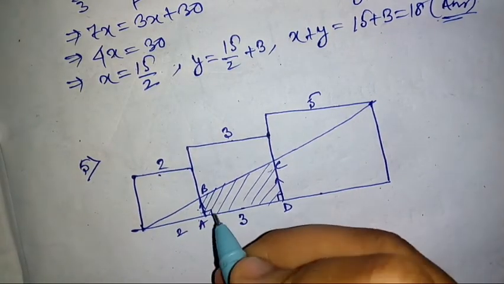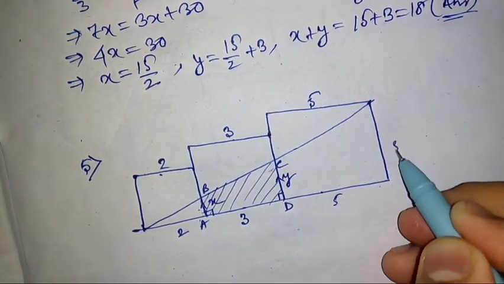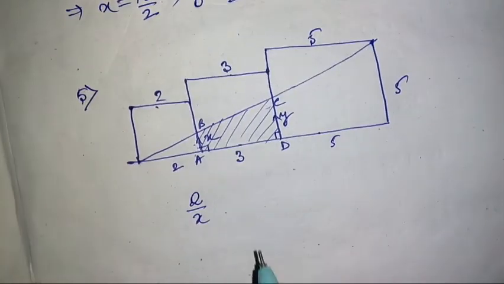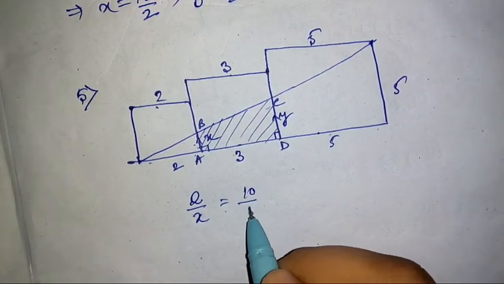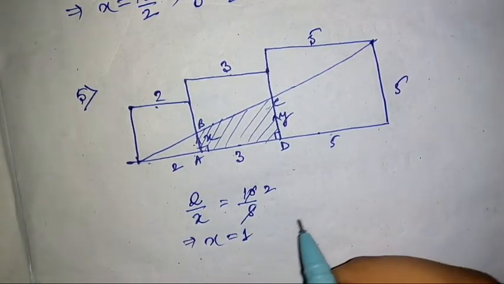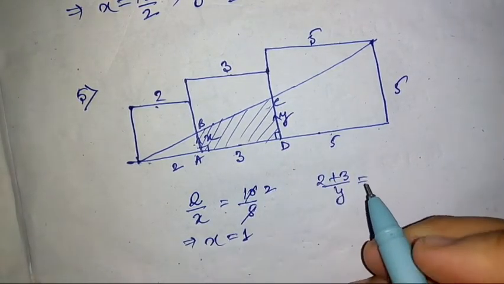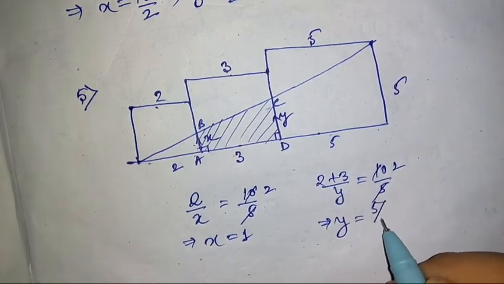It is 2, let us assume this to be x, let us assume this to be y, and it is 5, it is 5. Using the concept of similarity, we can tell that 2 by x is equal to 2 plus 3 plus 5, that is 10 by 5, equal to 2. So we can directly get x equal to 1, and 2 plus 3 by y equal to 2 plus 3 plus 5, that is 10 by 5, equal to 2. Then y equal to 5 by 2.